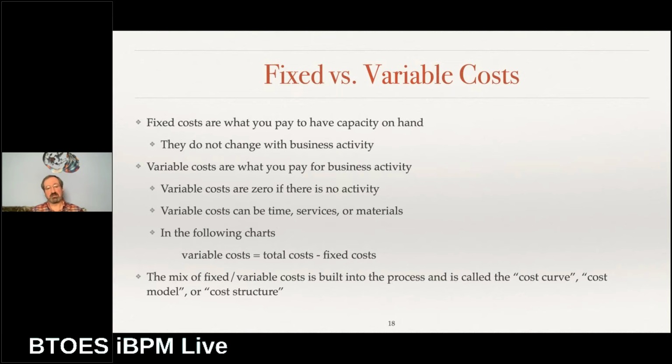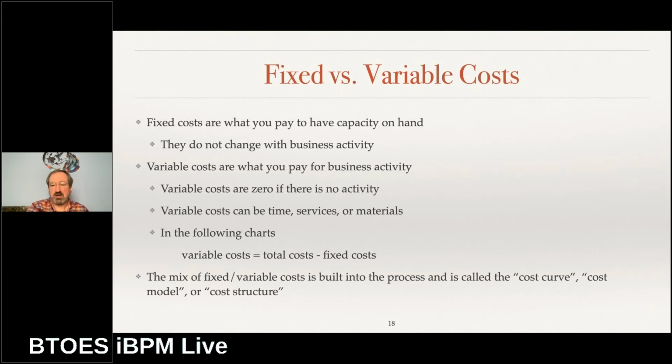But the fixed cost, if you're a plumber's service, is that you have to have the plumber on hand, you have to have the tools, you have to have the parts, you have to have the truck. Those are your fixed costs. The variable cost is how long it takes and how much time is spent on the call. In the following charts, variable cost equals total cost minus fixed cost. So we plot total cost and we plot fixed costs. Variable cost is the difference between the lines.